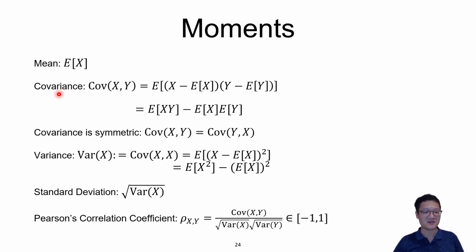So first, let's look at covariance. This is the definition. Covariance of x,y, written like this, equals the expectation of x minus e of x times y minus e of y. If you expand this out and simplify, you will get the same result as the expected value of xy minus expected value of x times expected value of y. And as you can see from these expressions, the covariance is symmetric, meaning that you can exchange the variables x and y, and it doesn't change the covariance.